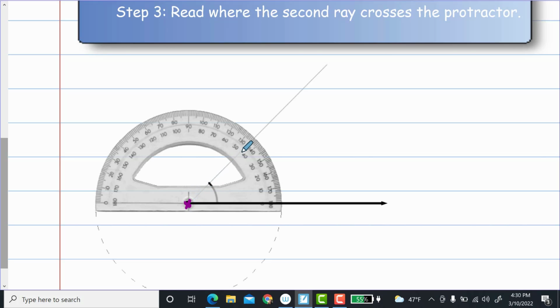And then you're just going to read across. It is in between 40 and 50, and then above it says 130 and 140. So here you're going to have to use your logic and what you know about angles so far. So far we know that a right angle is exactly 90 degrees. An acute angle is less than 90 degrees. And an obtuse angle is greater than 90 degrees.